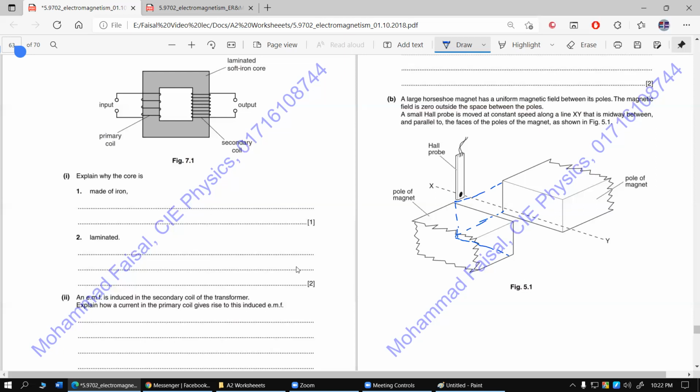The moment the Hall probe enters into the magnetic field, there will be a sudden change in magnetic flux linkage. Here the magnetic flux linkage was 0. The moment the Hall probe enters into the magnetic field, from 0 there will be a value. And here comes the interesting part.